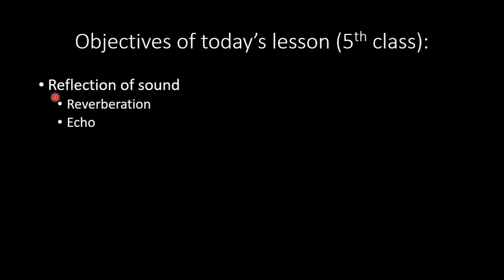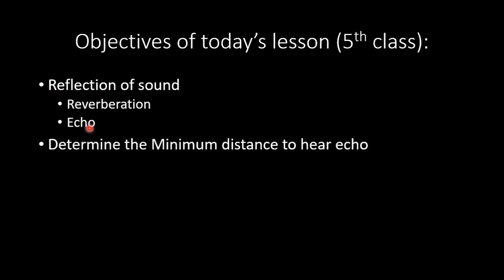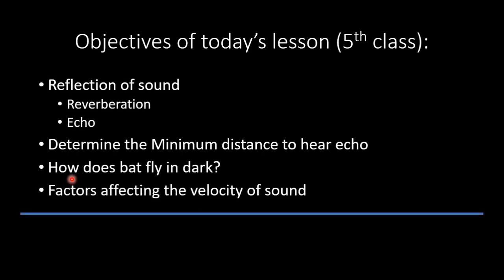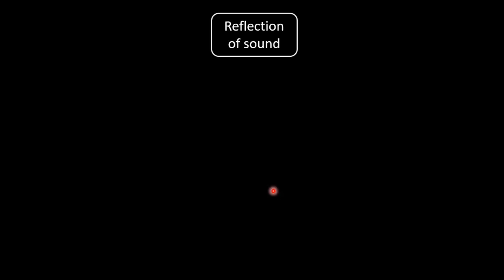Reflection of sound can produce either one of two effects called reverberation and echo. We will also, inshallah, determine an equation to find the minimum distance to hear echo, and we will understand how a bat flies in the darkness and the factors affecting the velocity of sound. What is the effect of temperature, humidity, density of the medium, and stiffness, rigidity of the material of the propagating medium on the velocity of sound.